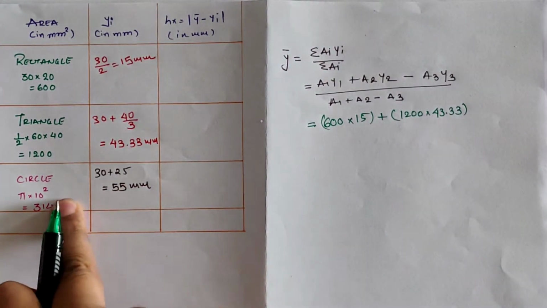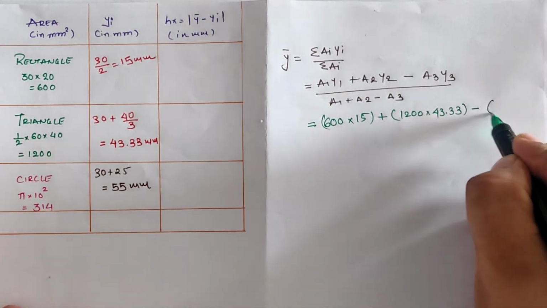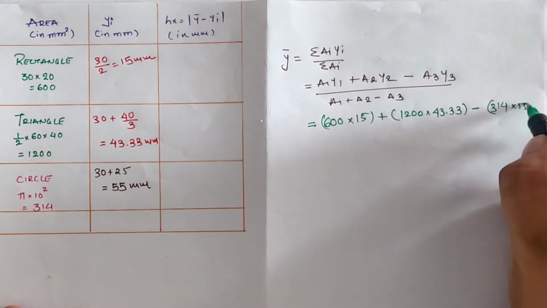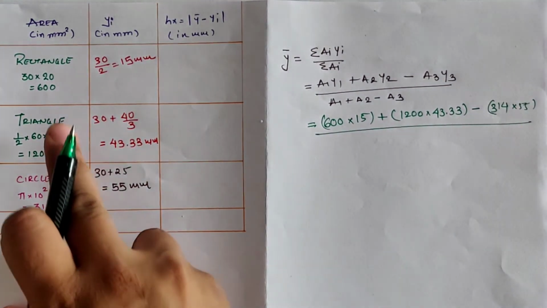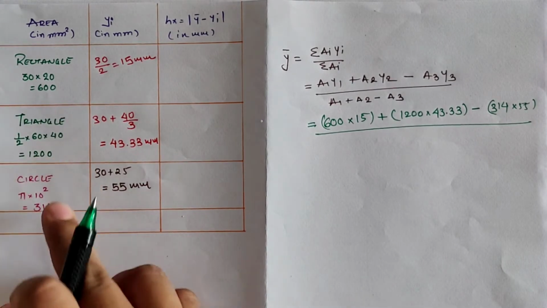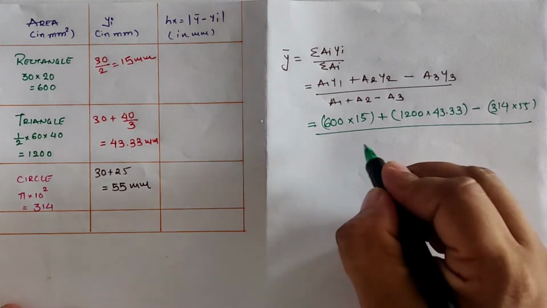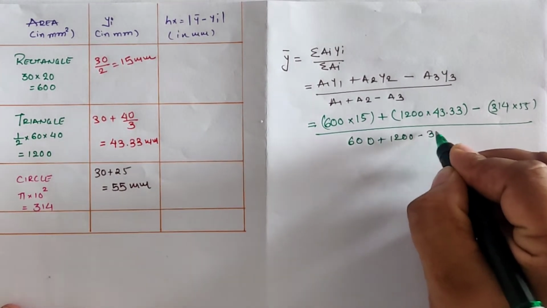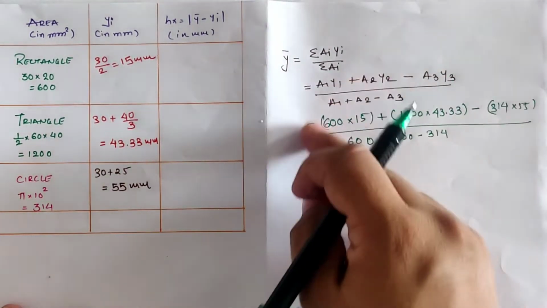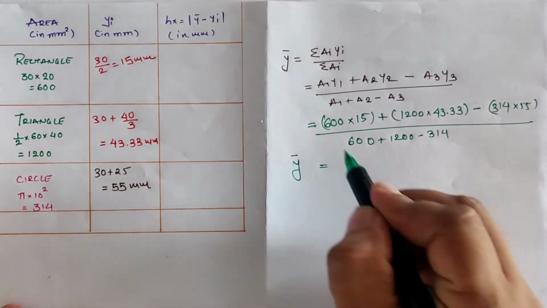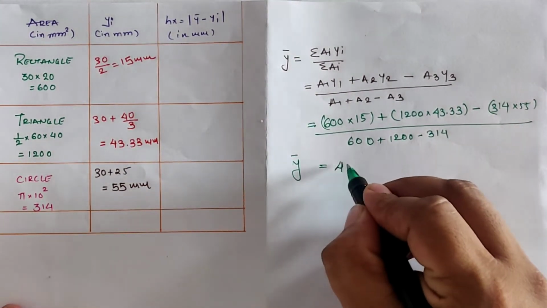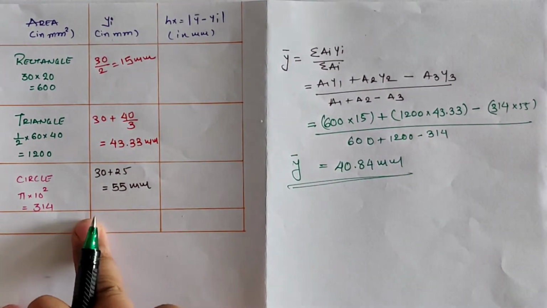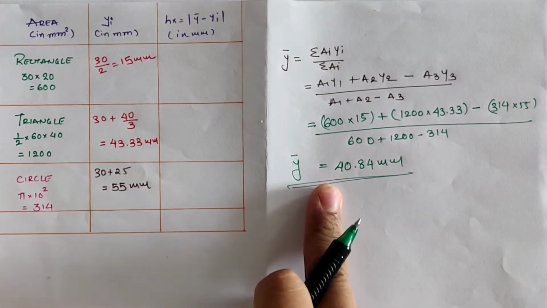Now this circle part is deducted, hence it is minus 314 as a3 and y3 as 55, divided by sigma A. It means 600 plus 1200 minus 314. So it is 600 plus 1200 minus 314. Now calculating this term, we have the y bar value, which is equal to 40.84 mm. So using this tabular form, we have to first calculate the value of y bar.